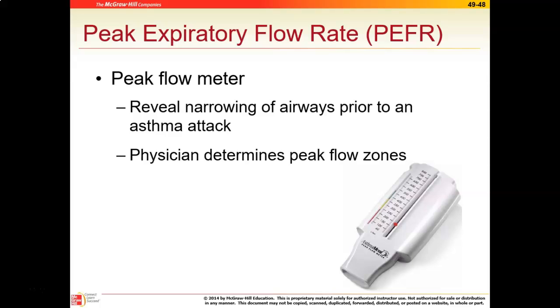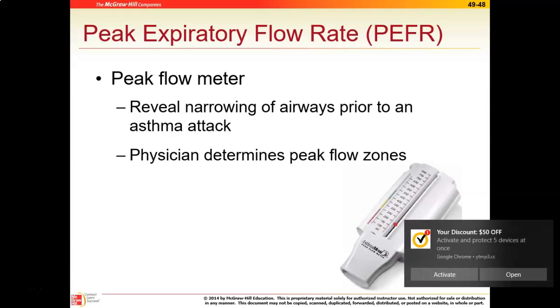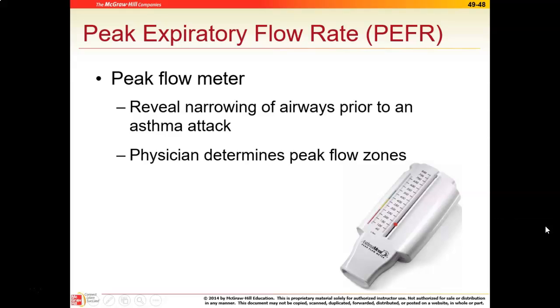This test is generally used with a peak flow meter, and it's most commonly used for asthmatics or anybody with a chronic respiratory condition, primarily asthma. It can reveal whether or not we have excessive narrowing of airways prior to a full-blown asthma attack. Most asthmatics have one of these at home so they can track where they're at, and if they start getting into trouble, it can alert them to get attention quickly so they don't actually have a full attack.